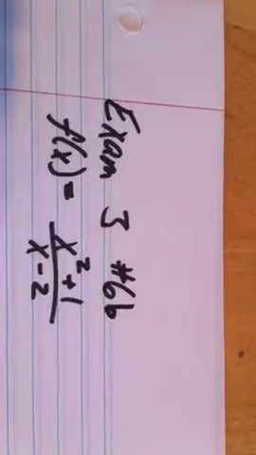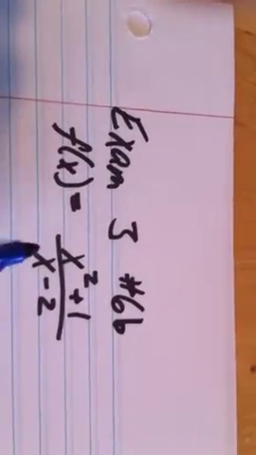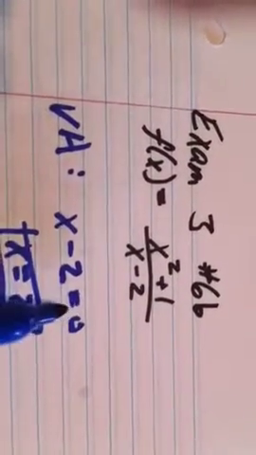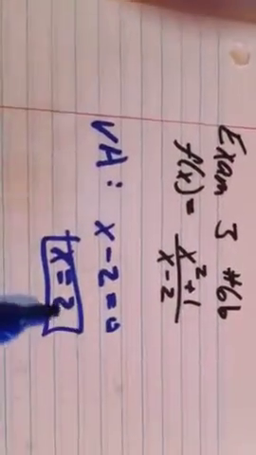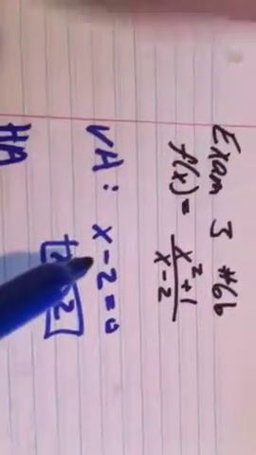The first thing he wants us to do to graph this is to find a vertical asymptote. You always find a vertical asymptote by setting the denominator equal to 0. So I've done that here. To find the vertical asymptote, take the denominator, set it equal to 0, and we get a lovely vertical asymptote of 2.